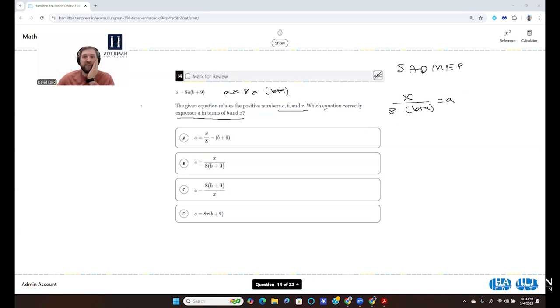So let's look for that answer choice. This kind of looks right, but it looks like they divided and then subtracted the b plus 9 over, so it's not quite right. This looks perfect. Let's check the next one. That one, they flipped the order. That would be kind of like if you divide by x instead of dividing by 8 and b plus 9. And then this one, instead of dividing, you multiplied. So the correct answer that we're looking for is B.